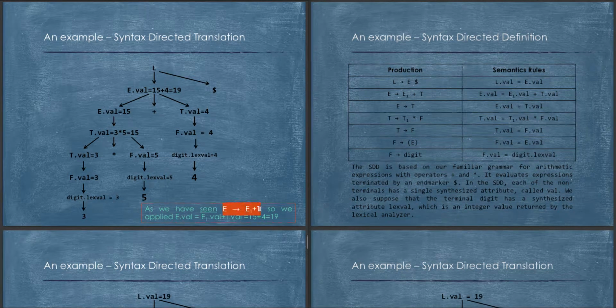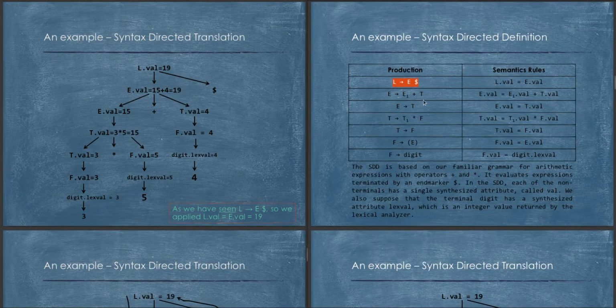So now I can calculate, as we have seen, E to E plus T. So now you can calculate E dot val is equal to E1 dot val plus T dot val is equal to 15 plus 4 is equal to 19. Now I can see dollar here. So in the next step, when I have seen L, from L I have seen E dollar, E and dollar. Now I can apply this rule. So L dot val is equal to E dot val. So now I can calculate L dot val is equal to 19, which is equal to E dot val.